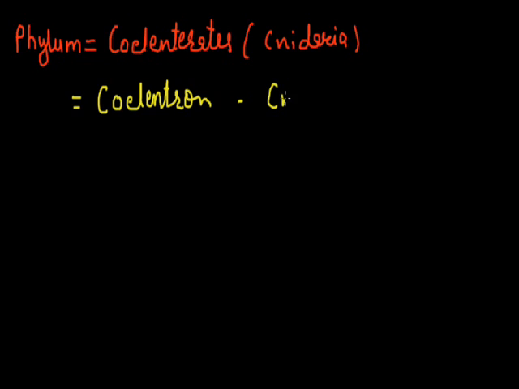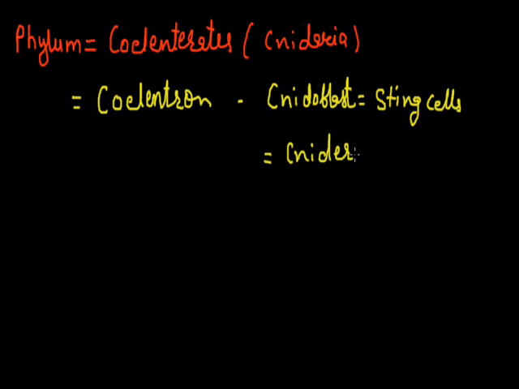And these animals have the cnidoblast. Cnidoblast is the specific cell in these animals which is used for protection as well as injection or eating of insects. Cnidoblast is the sting cell in this group of animals. So these are called the Cnidaria group, or Cnidaria phylum.